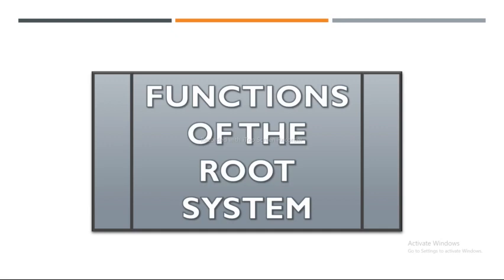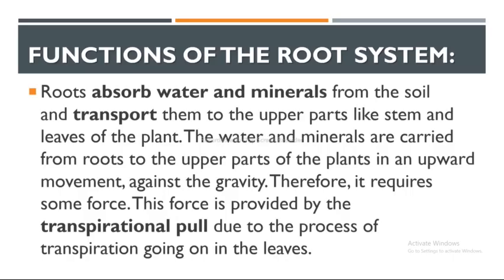Next I am going to discuss the functions of the root system. Roots absorb water and minerals from the soil and transport them to the upper parts like the stem and leaves of the plant. The water and minerals are carried from the roots to the upper parts of the plant in an upward movement against gravity. Therefore, it requires some force, and this force is provided by the transpirational pull due to the process of transpiration which is going on in the leaves.